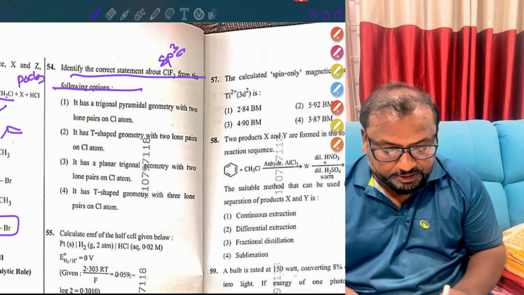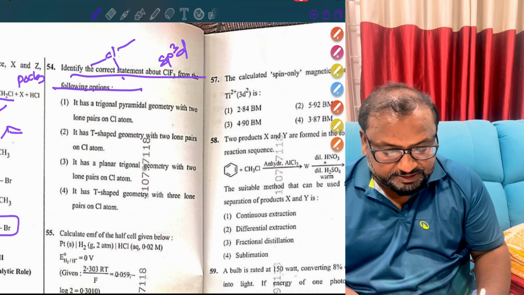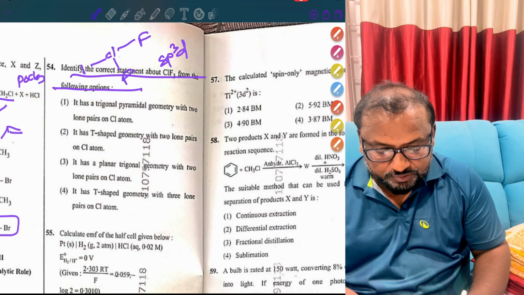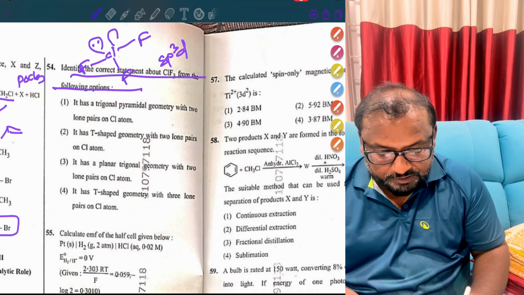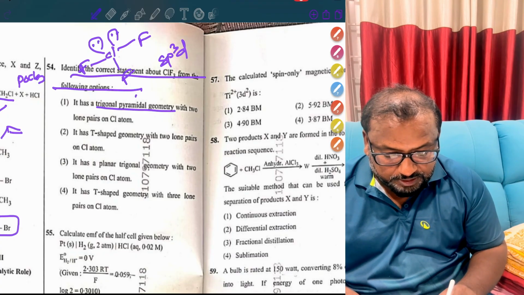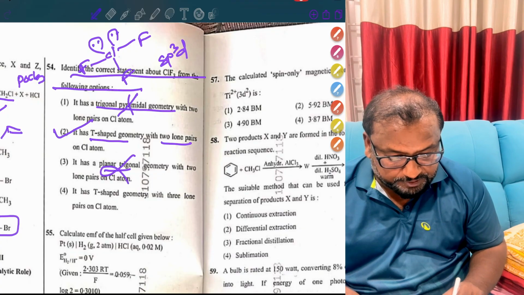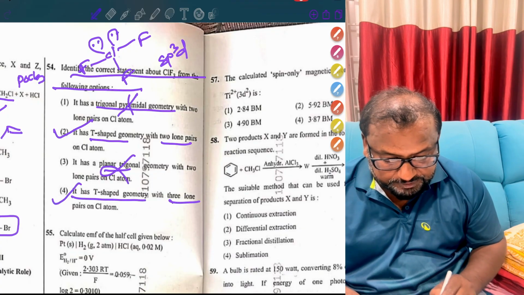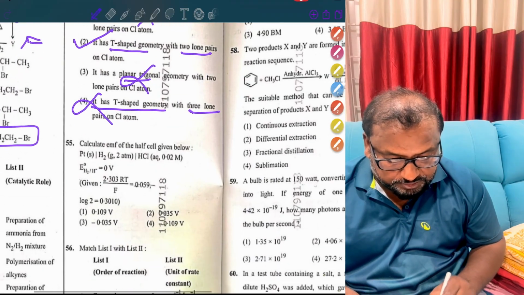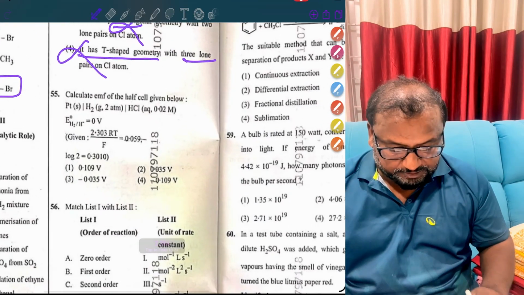Right. Identify the correct statement about ClF3. ClF3 has sp3d hybridization. Right. So it has 3 fluorines and 1 chlorine. There will be 2 lone pairs. This is what we know. So trigonal bipyramidal with 2 lone pairs. It's not trigonal bipyramidal shape, it's T-shaped, correct? 2 lone pairs. This could be our answer. It's not planar. No, it's not that 3 lone pairs are present, there are only 2 lone pairs present in it.